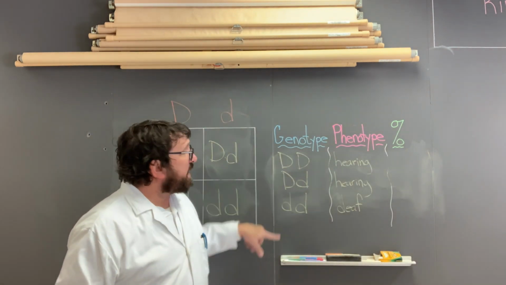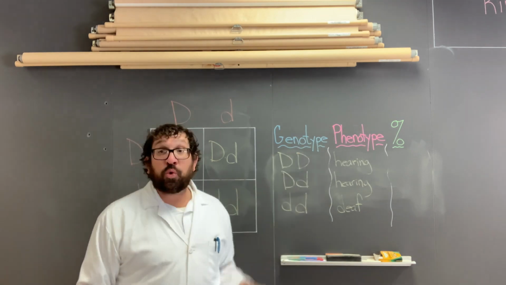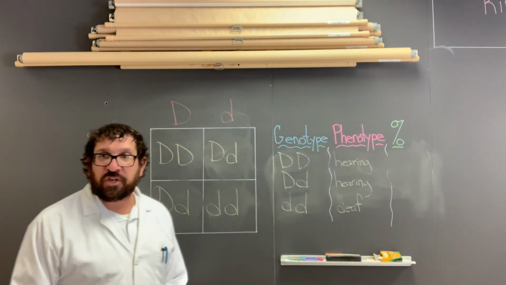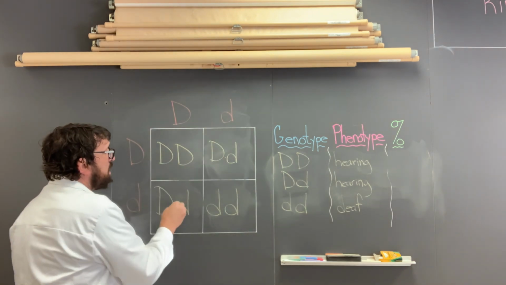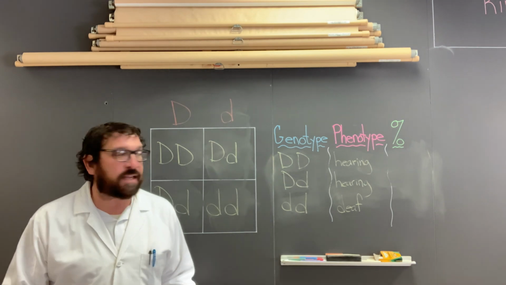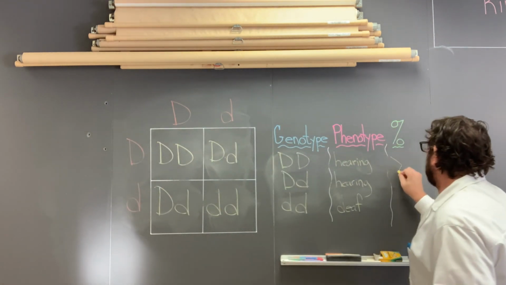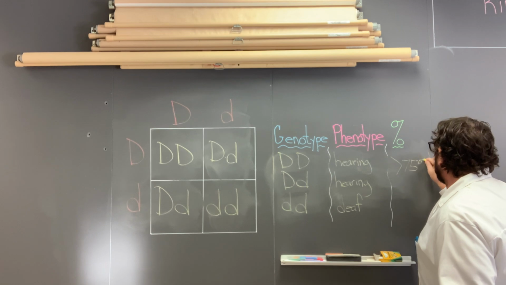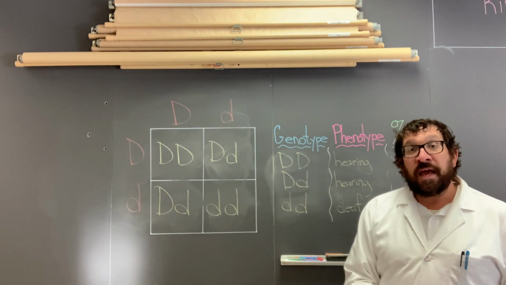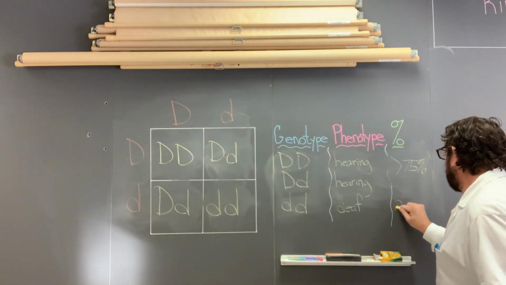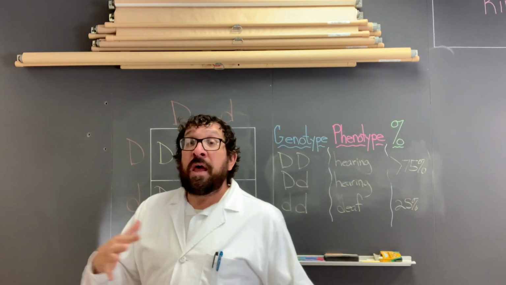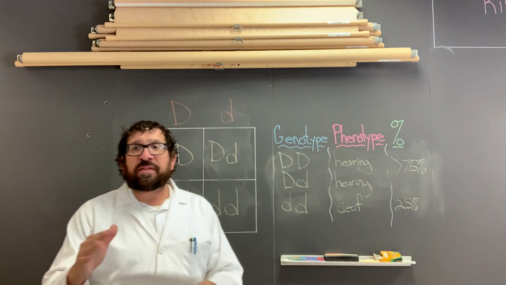So let's take a look at our percentages now. We've got 3 different genotypes, 2 different phenotypes. What are the percentages of having a hearing dog? Well, I've got 1, 2, 3 out of my 4 have dominant genes in them. So these are going to be 75%, and the possibility of having offspring that is deaf will be 25%.